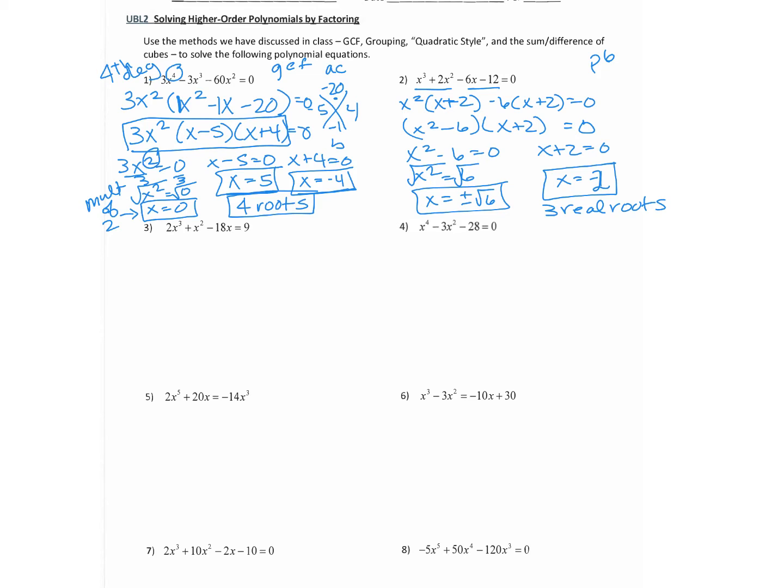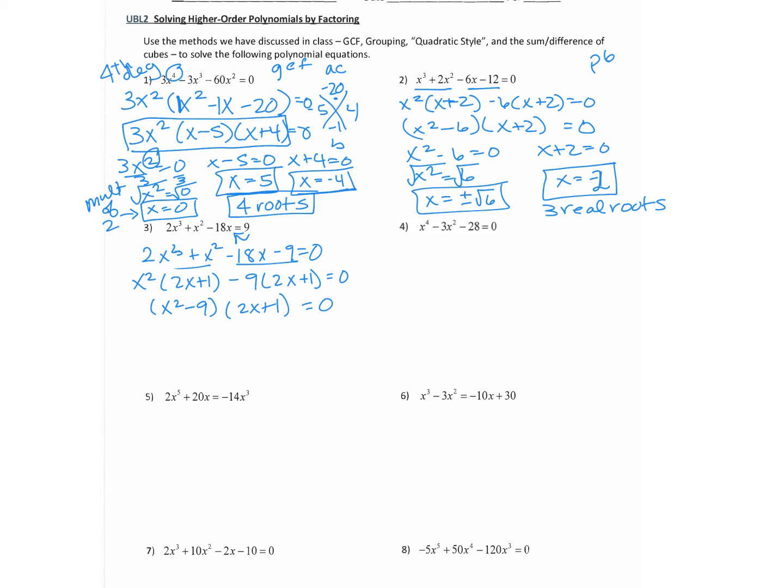No non-real roots there. On number 3, you have to subtract the 9 over before you can get started. You get 2x cubed plus x squared minus 18x minus 9 equals 0. I want you to take a minute, pause this video, factor this by grouping on your own, but stop when you have it fully factored. Don't solve yet. I want you to take it down to when you have it fully factored and come back to this video.